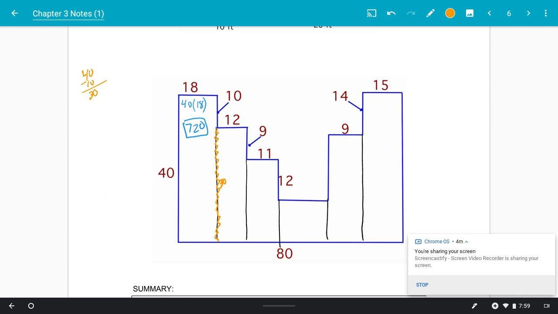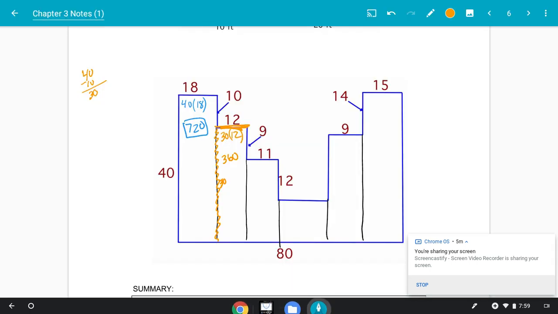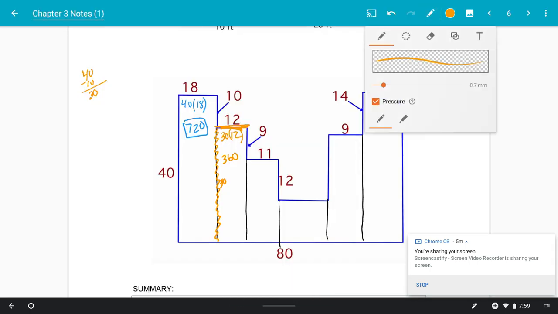So to find the area, we would do 30 times 12 because that's the width of it. 30 times 12 is 360. We can double check if you want. 30 times 12 is 360. All right, so we're gonna do the same thing to the next side.